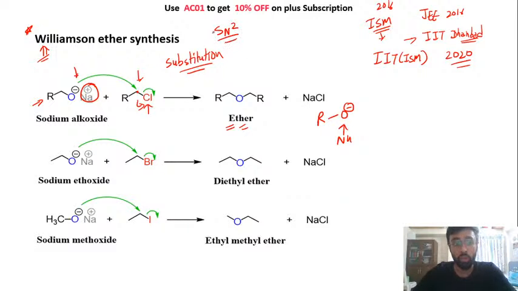You can note down that Williamson ether synthesis is an SN2 reaction mechanism. That is why the alkyl halide you use should be a 1 degree alkyl halide. If you use 2 degree or 3 degree, the chances of SN1 increase, which means the chances of elimination also increase. We will do a bunch of examples after this where we will understand why you need a 1 degree alkyl halide here to form your ethers.